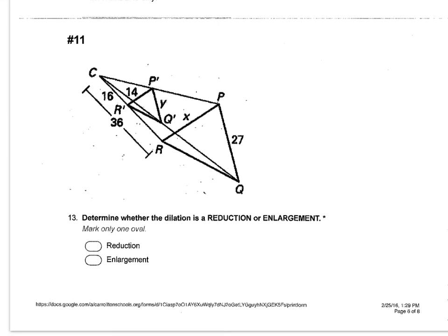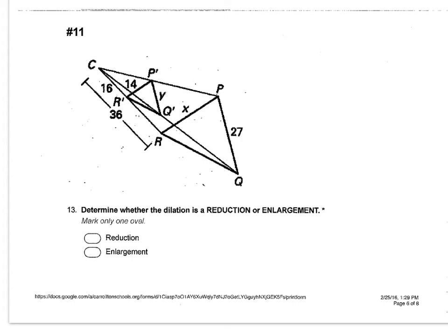Number 11. Gotta love these problems, don't you guys? Look at all these lines in here. It's not crazy at all to look at, is it? Let's determine whether this is a reduction or an enlargement. Remember, your original shape is always just going to be the regular letters. Your new shape is the one that's got the little prime marks next to it, like a little apostrophe. So is this a reduction or an enlargement?